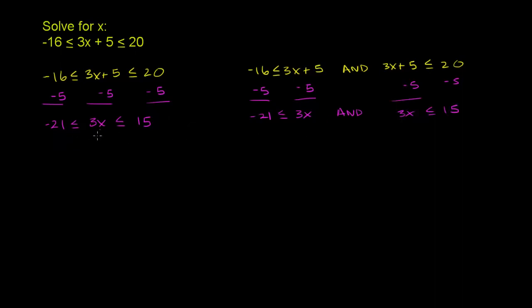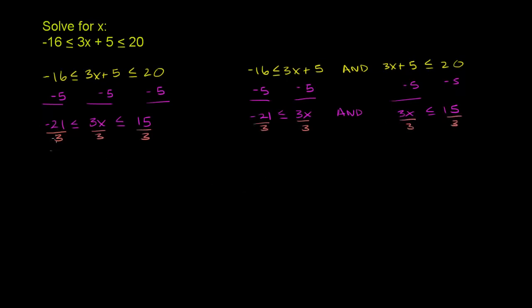Now, going back here, if we want to isolate the x, we can divide by 3. And we have to do it to every part of the inequality. And since 3 is positive, we don't have to change the sign. So let's divide every part of this compound inequality by 3. This is equivalent to dividing every part of each of these inequalities by 3.